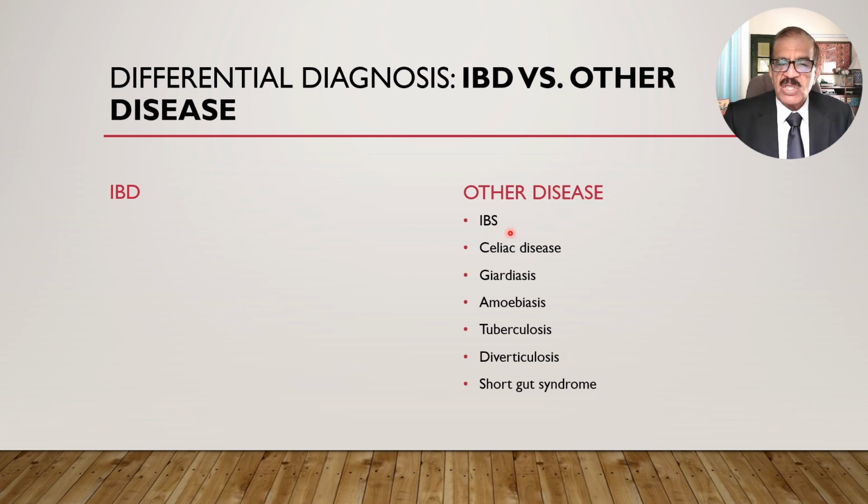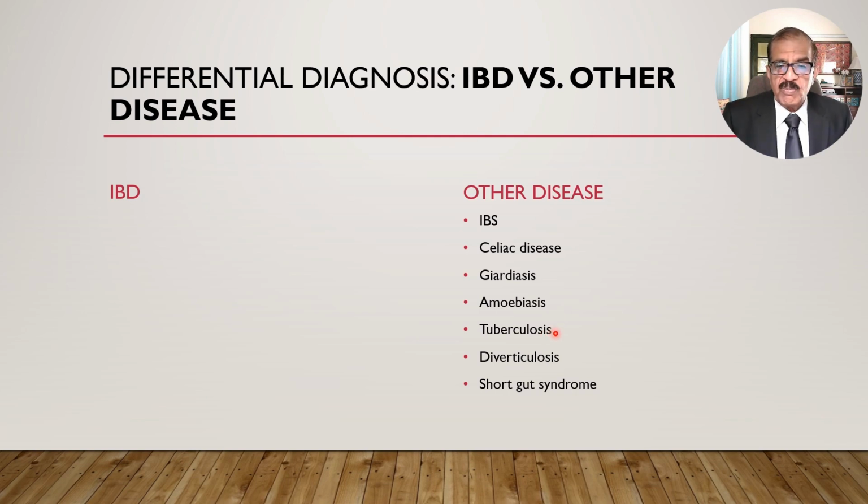So IBS is definitely maybe I think 10 times commoner than IBD. Celiac disease is common. Giardiasis, particularly in our country, is common. Giardia intestinalis could actually cause malabsorption. Amoebiasis could become chronic. Tuberculosis of intestine, in fact, is the very close differential of Crohn's disease, because tuberculosis also causes granulomatous inflammation of terminal ileum.